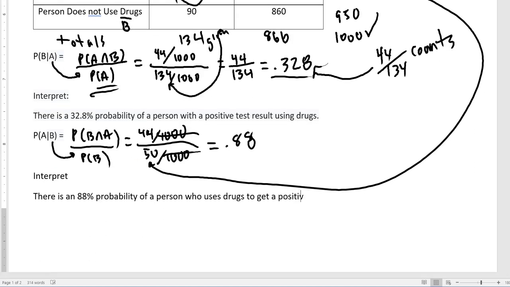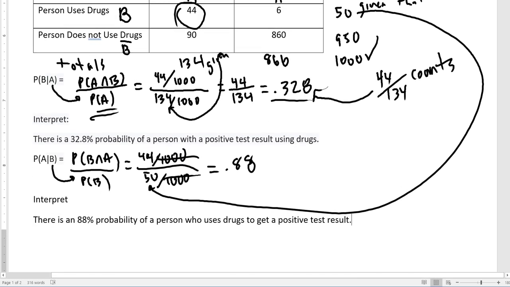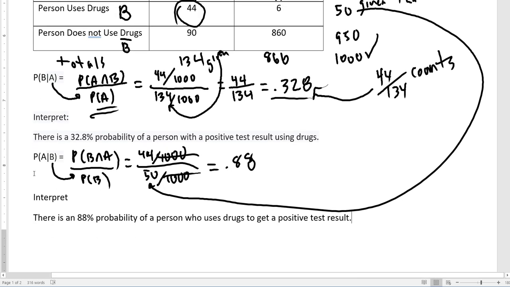Positive test result. That means that there's what? 12% chance that if you're a druggie, you may get a negative test result. You get to keep your job. You want to run that risk? I wouldn't. But these are kind of the probabilities, and so this is how this works.